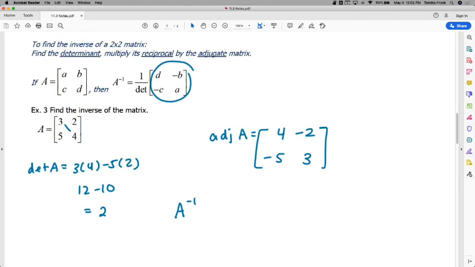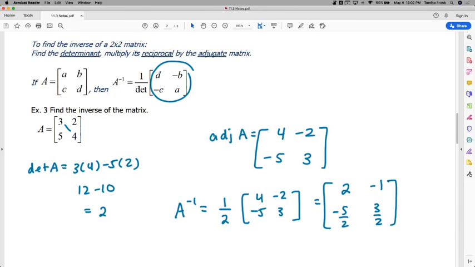All right, so the inverse of A then is the reciprocal of the determinant times this adjugate matrix. What we get is 2, -1, -5 halves, and 3 halves. That is the inverse of A. We're going to use that in the next video in order to help us actually solve a system of equations.